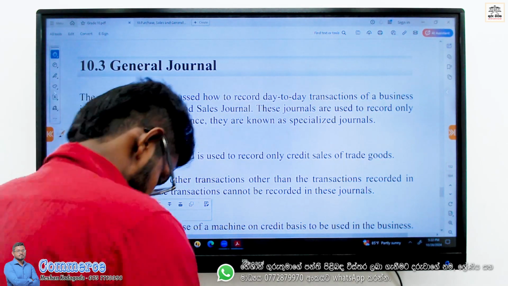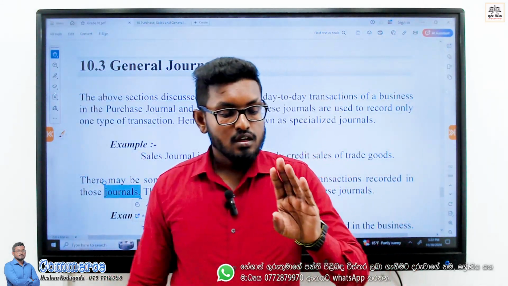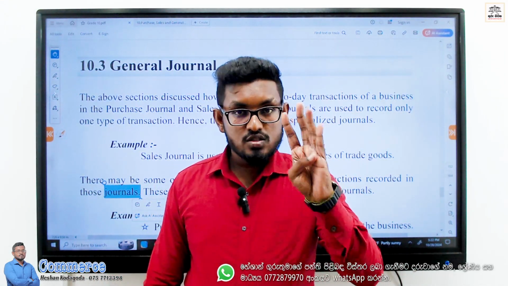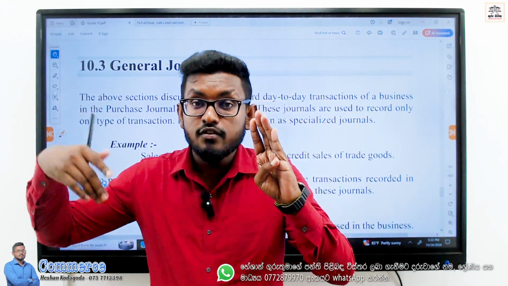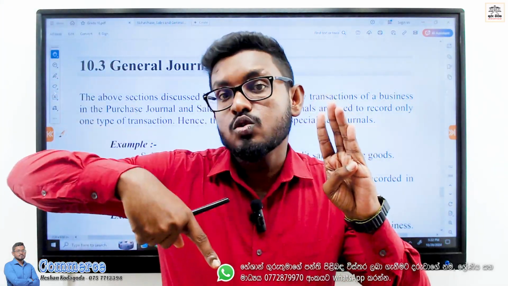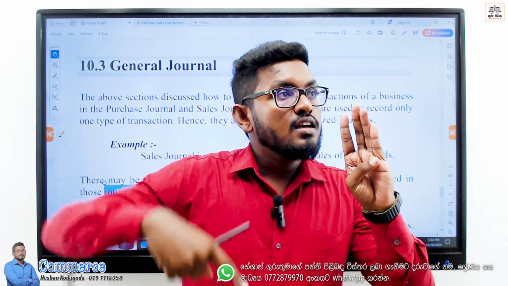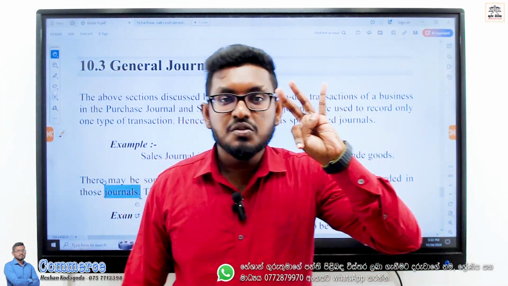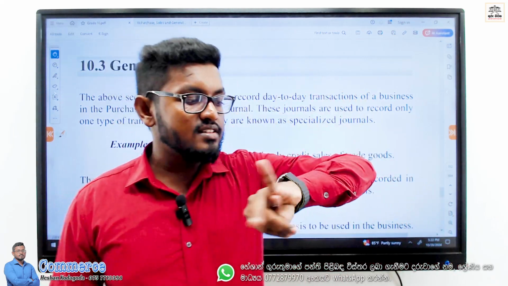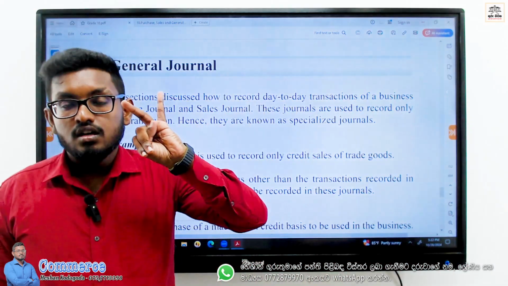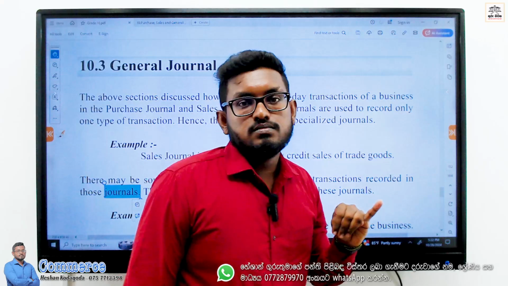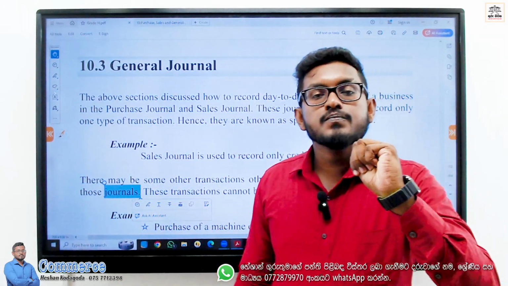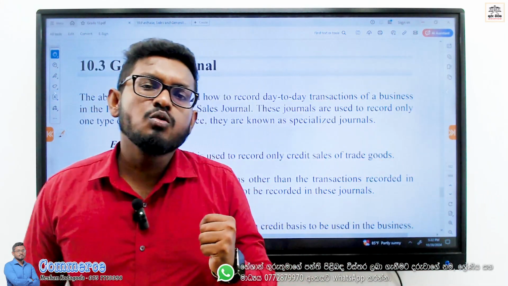Owner's goods drawing, purchasing non-current assets on credit basis, selling non-current assets on credit basis, adjusting entries. First one, what is the first one? You know the first one is owner's goods drawings and each and every other drawings except cash drawings. Understand? Right? And credit basis non-current asset purchases, credit basis non-current asset sales. Right? Error correction entries. Okay? And the other thing, opening entries. What are the opening entries?